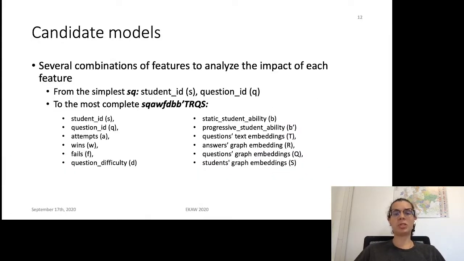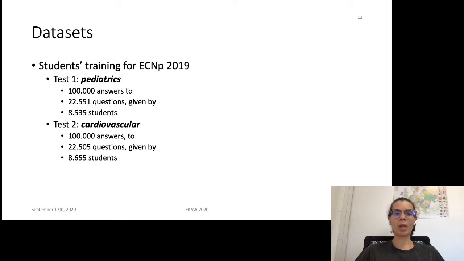Once we defined all the possible features, we need to identify the best possible combination of them. We tested several models, including different sets of features, to analyze the impact of each one of them. From the very basic model, including only students and question IDs, to the most complex one, including all the features presented so far.